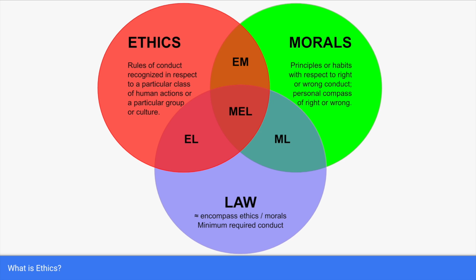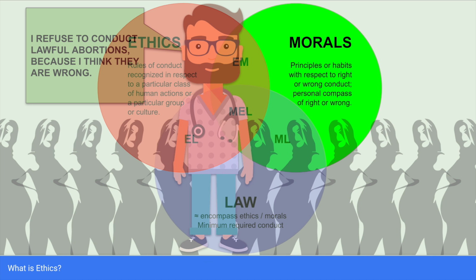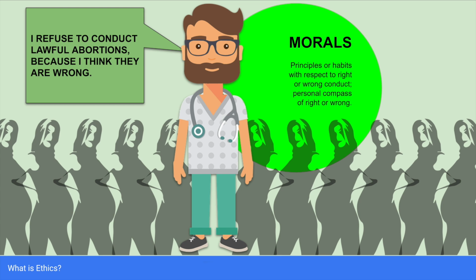Morals, on the other hand, are personal in nature. They are the principles or habits with respect to right or wrong conduct. Morals are a person's standard of behavior or beliefs that concern what is acceptable or not acceptable for them to do. Some consider morality to be a personal compass of what is right or wrong. Like ethics, morals are not precisely measurable. So, for example, a doctor may personally think that abortions are wrong for personal or even religious reasons, and they may refuse to conduct even lawful abortions on that ground.